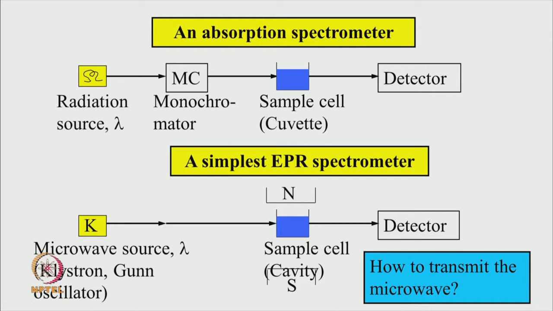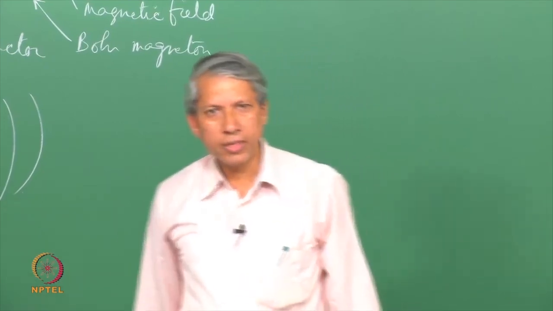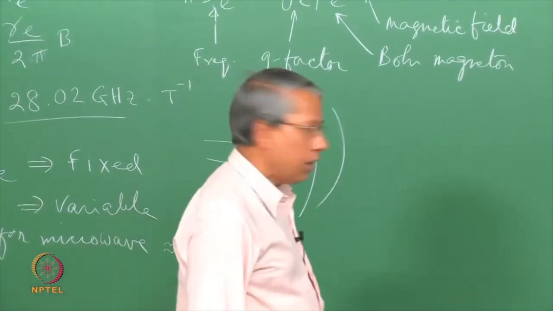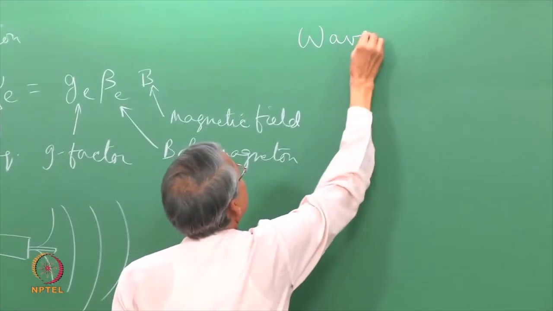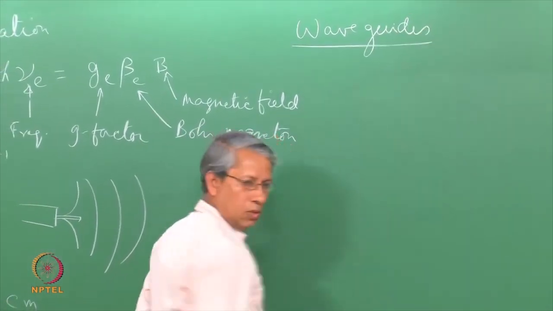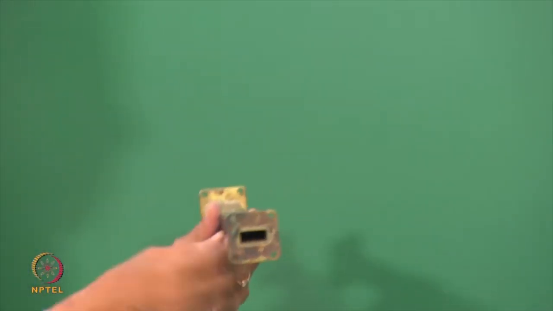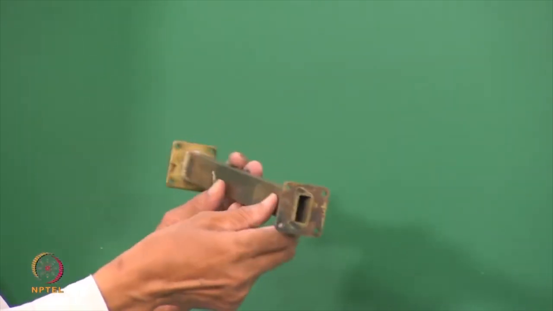So, for that, there are certain tubes which are used to force the microwave to stay inside. These tubes which carry microwave are called waveguides. So, here is an example. You see the rectangular tube here, with a rectangular cross section, and the hole here, a through and through hole, if you can see it.